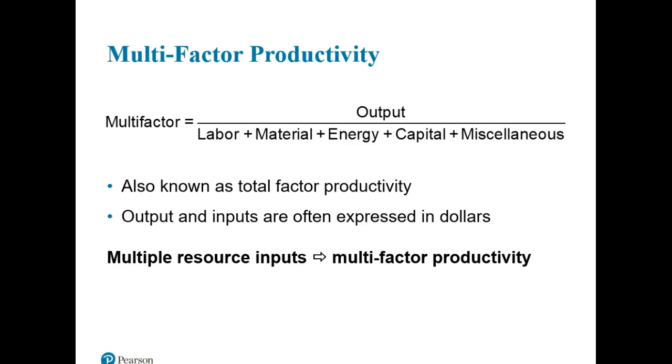Now this slide depicts a multi-factor productivity measure. Note that a multi-factor measure only makes sense if all the inputs are expressed in the same units, which would usually be a monetary unit such as dollars. Multi-factor productivity is also known as total factor productivity. So you may see it broken down as total factor, but in most cases throughout this course, you're going to see multi-factor. Multi-factor productivity is calculated by combining input units. In this case, the inputs are labor, material, energy, capital, and miscellaneous. These individual inputs will comprise the denominator of the equation.